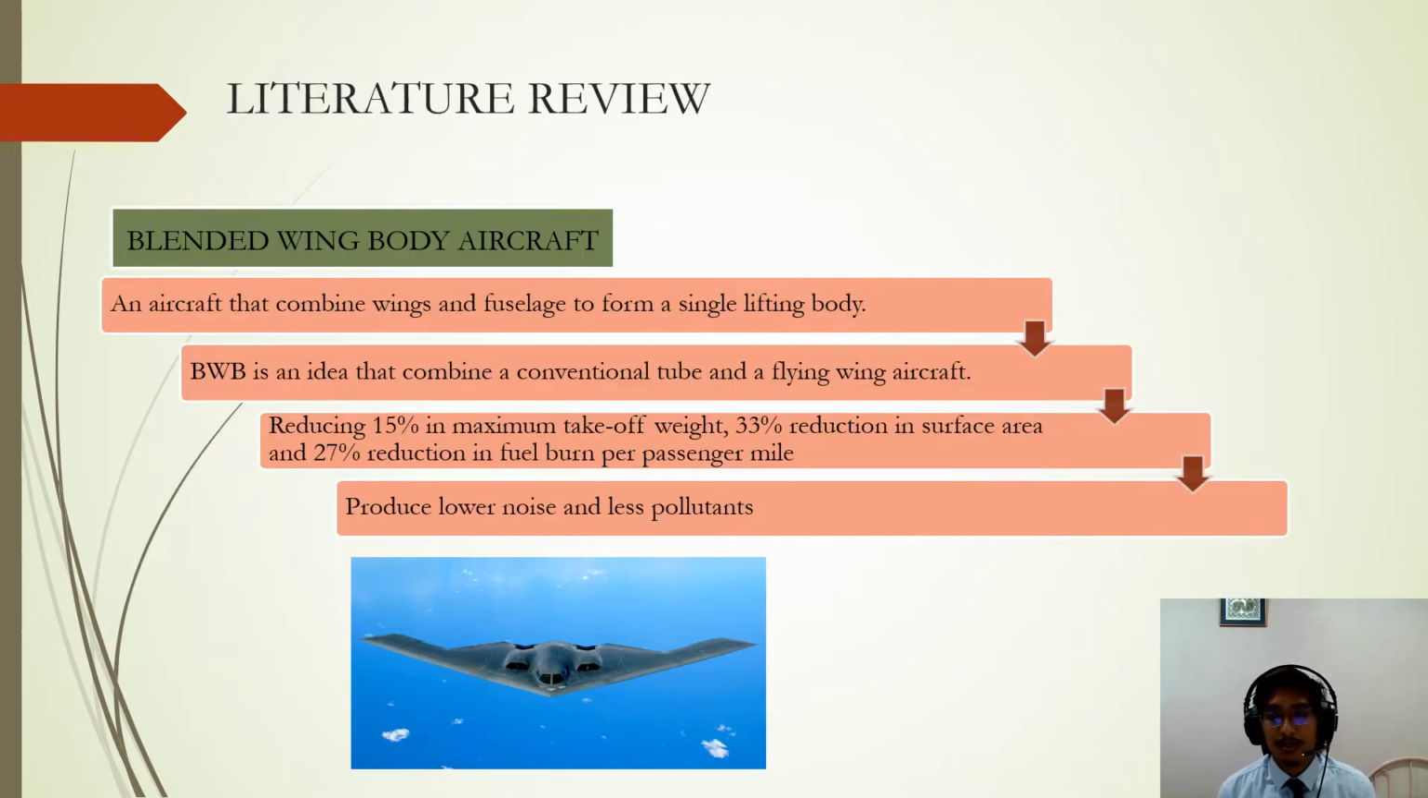Okay, so we go to the literature review. Firstly is the blended wing body aircraft. It is an aircraft that combines wings and fuselage to form a single lifting body. BWB is an idea that combines a conventional tube-and-wing and a flying wing aircraft. Based on the research, it gives a 15% reduction in maximum takeoff weight, a 33% reduction in surface area, and a 27% reduction in fuel burn per passenger mile. The blended wing body also produces lower noise and needs less fuel tank volume.